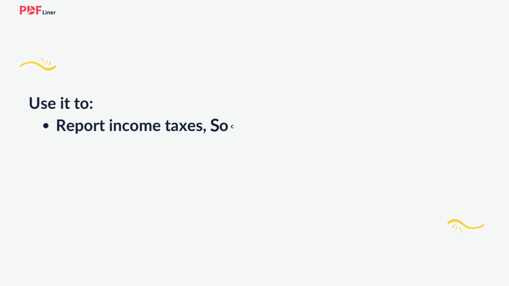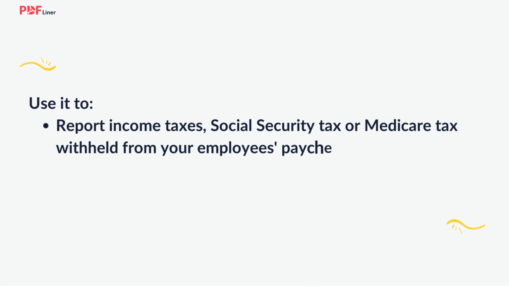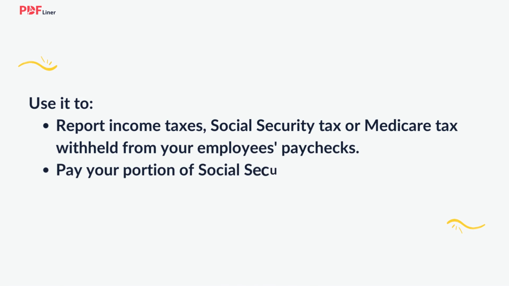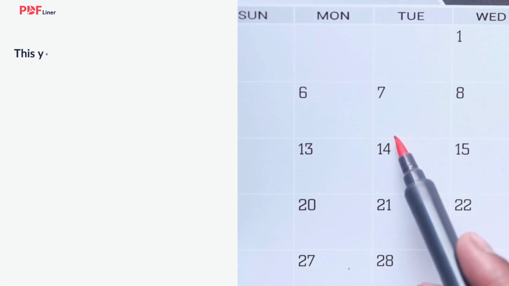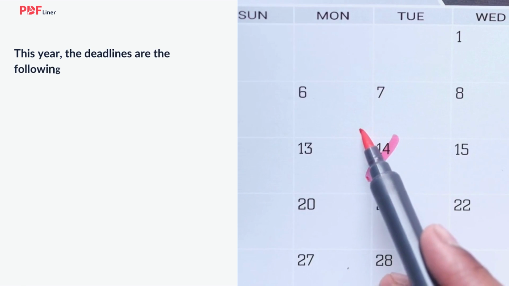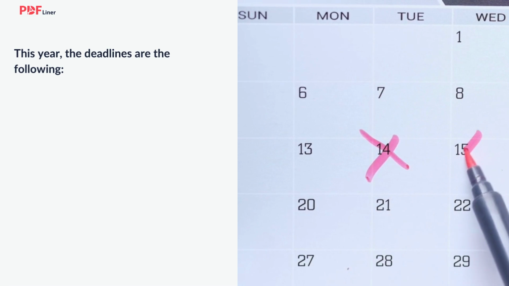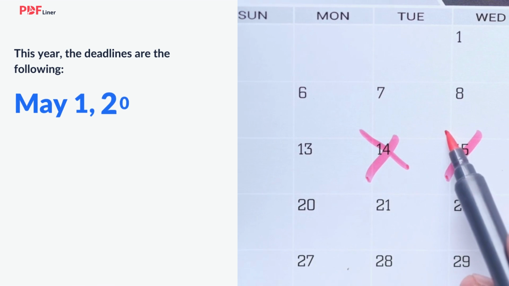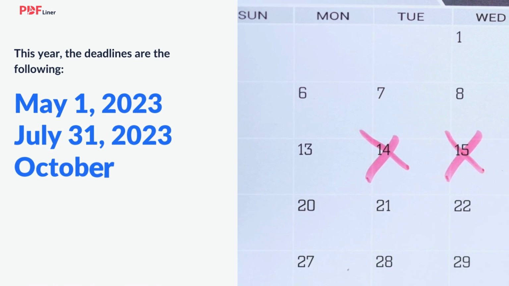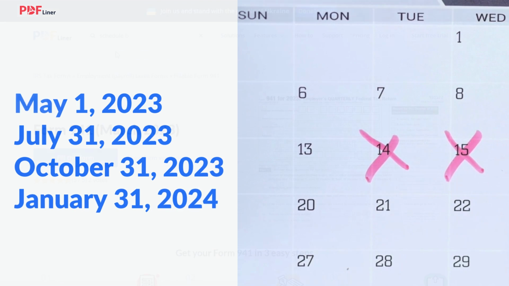Use it to report income taxes, Social Security tax, or Medicare tax withheld from your employees' paychecks, or to pay your portion of Social Security or Medicare tax. Fill out and file the form by the last day of the month following the end of each quarter. For example, this year the deadlines are the following: May 1st, July 31st, October 31st, and January 31st, 2024.